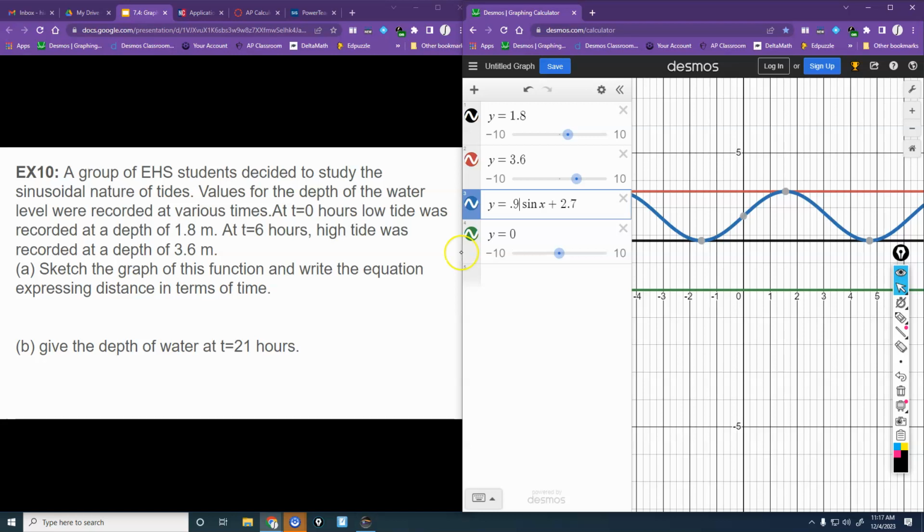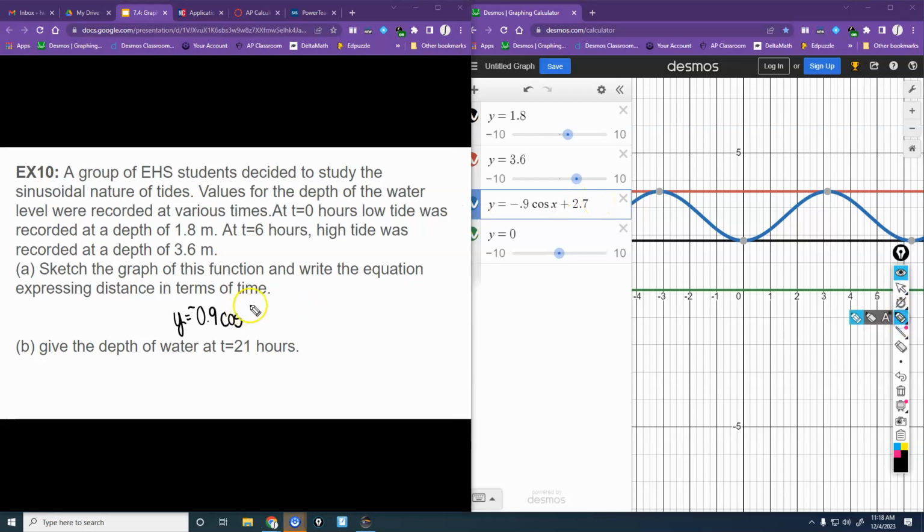So this equation right here is going to be y equals, actually, we know we're going to have a 0.9. Let's do the negative and let's do cosine again. Make that negative cosine so we start at low tide. It'll be multiple choice, so you won't have to worry about that part. Let's put this right here, and then we've got plus 2.7 here. Right now, the period of this graph is 2 pi.